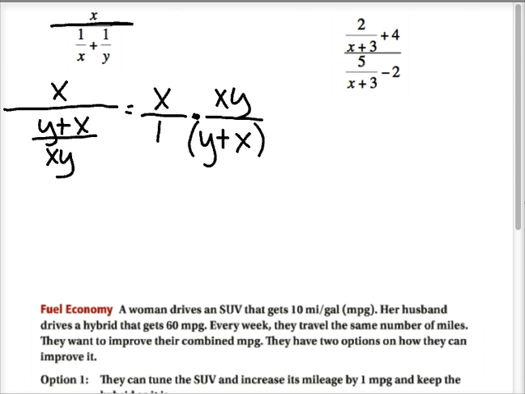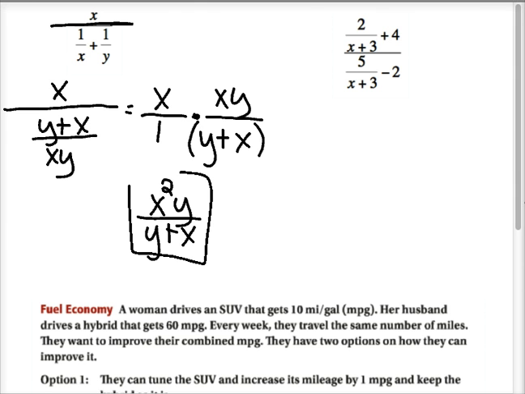So if I want to simplify this a little bit now, on top I have x times y. Well, x times x will give me x squared. So I get x squared y on top. Then on the bottom, I just have that 1 times y plus x. So I can just leave that as y plus x. And that is going to be my simplified complex fraction.